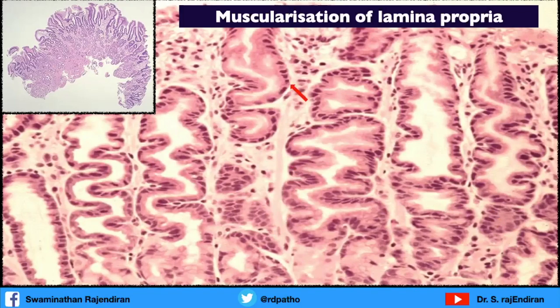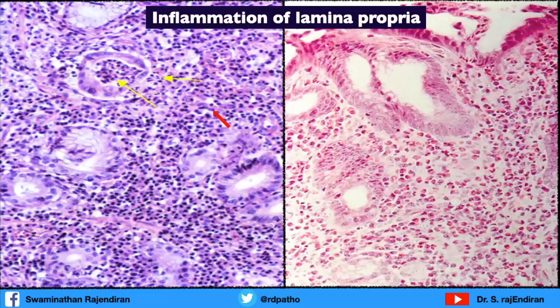Here, when you see muscularization of the lamina propria, you have to think of chemical gastritis. Villiform surface changes, lamina propria edema, and muscularis mucosa coming into the lamina propria. These are the three criteria. When you see them in an antral biopsy, think of chemical gastritis that can be seen in biliary reflux or NSAID use. A lot of inflammatory cells.